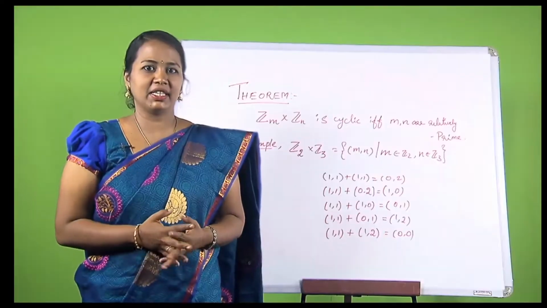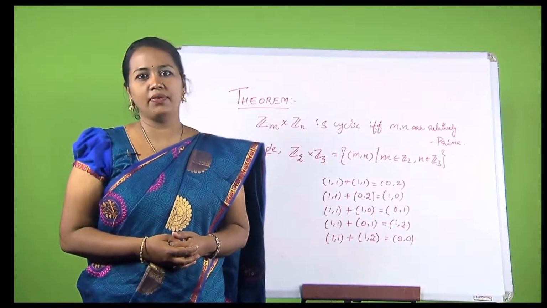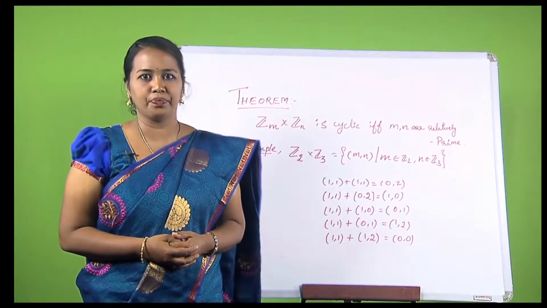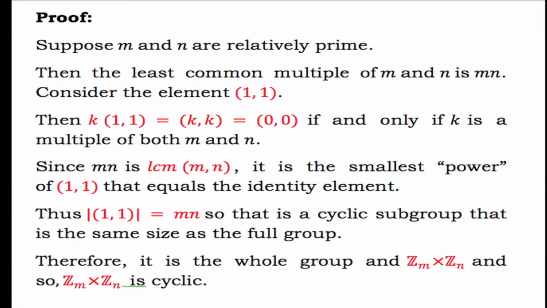Now, the next theorem states that Zm cross Zn is cyclic if and only if m and n are relatively prime. The proof: suppose m and n are relatively prime, then the least common multiple of m and n is mn. Consider the element (1,1), then k times (1,1) is equal to (k,k), which is equal to (0,0) if and only if k is a multiple of both m and n.